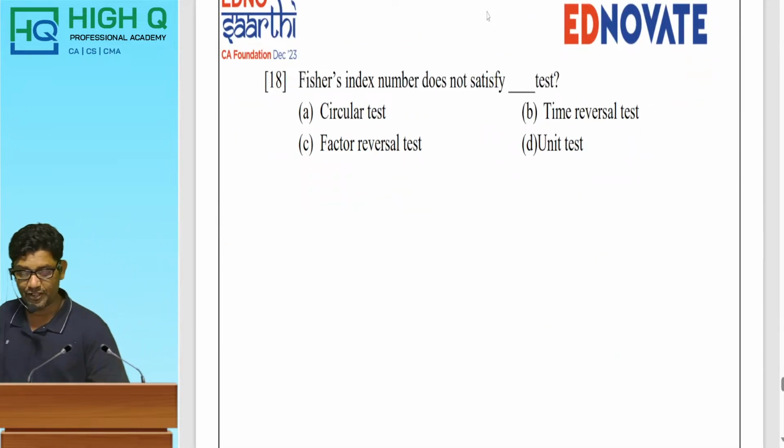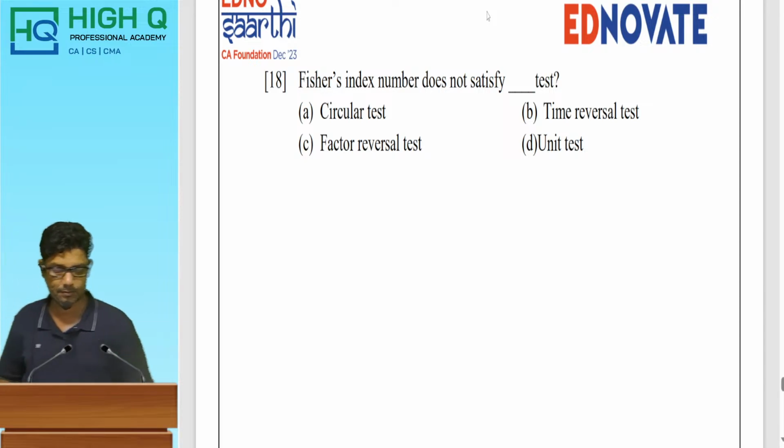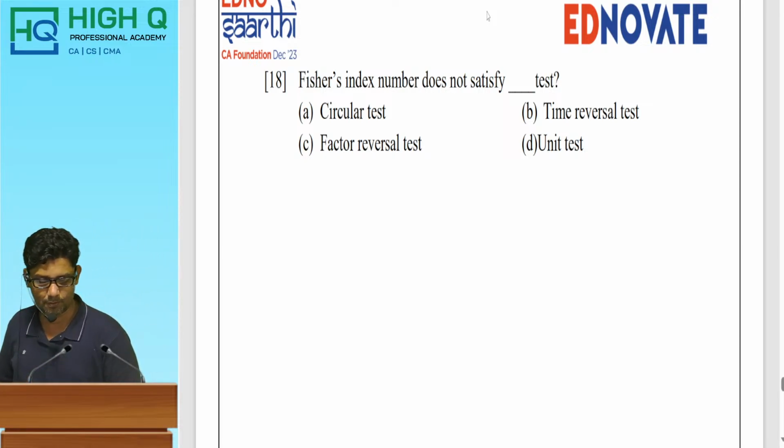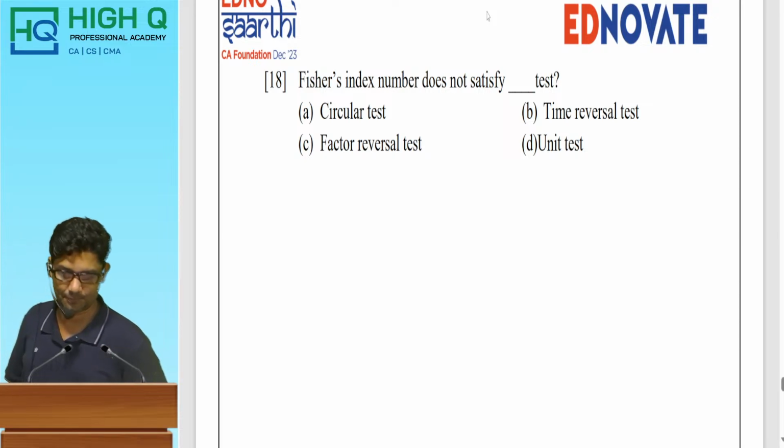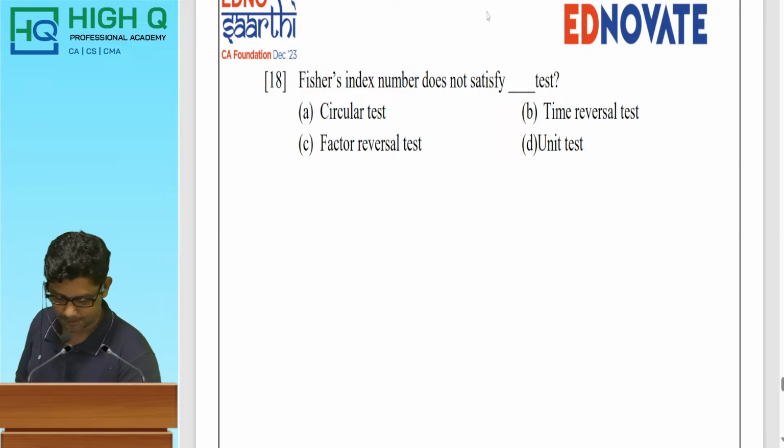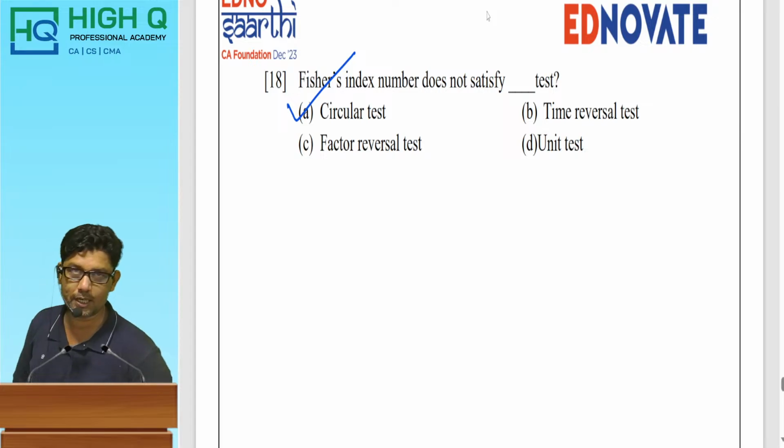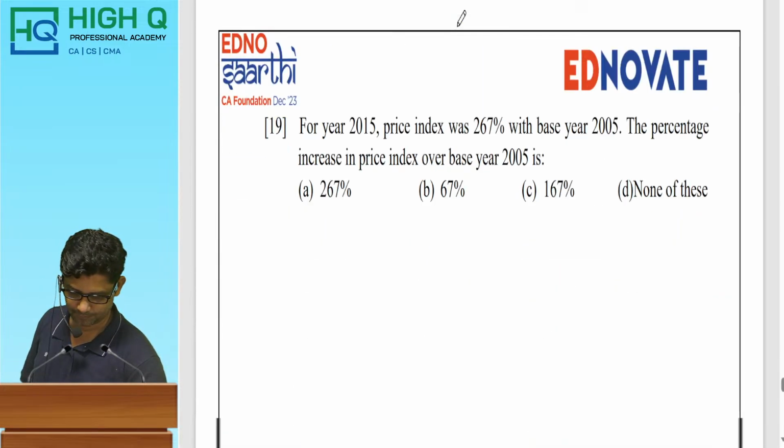Now, Fisher's index number does not satisfy. Yes, Ragul, Bhavya, okay. Others? Circular test.